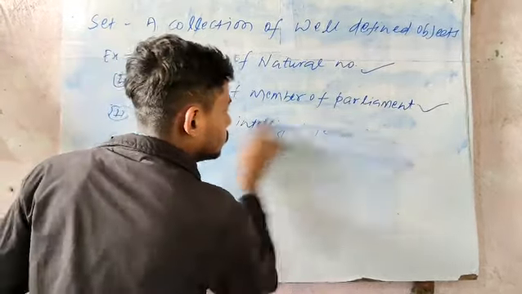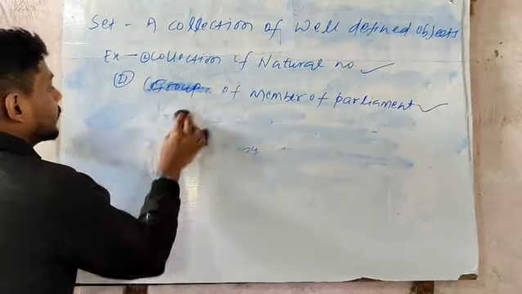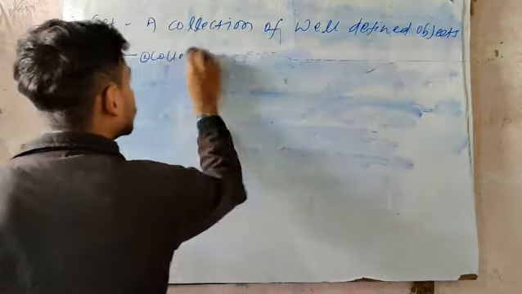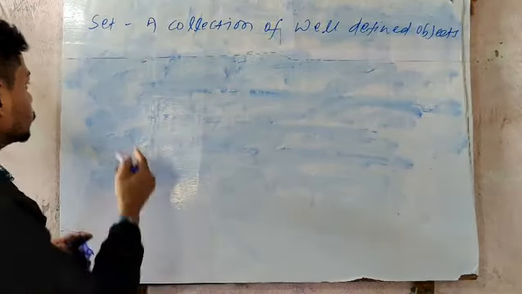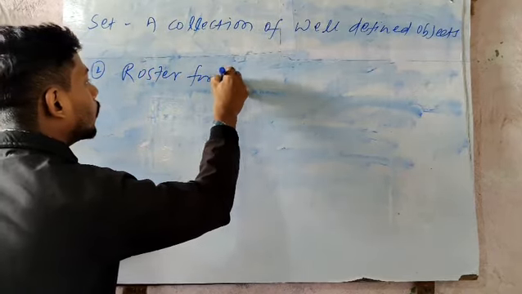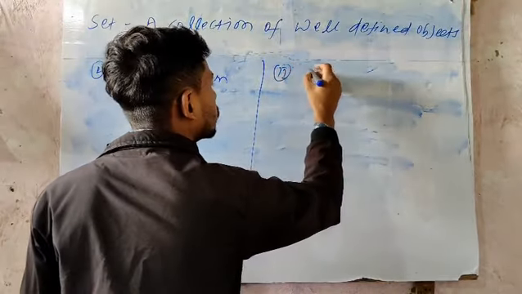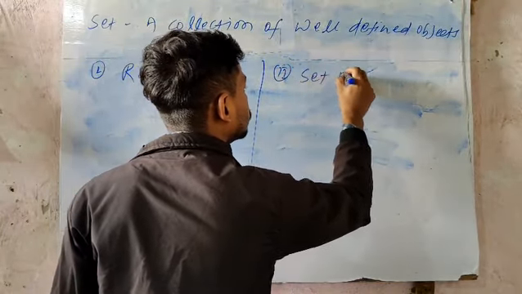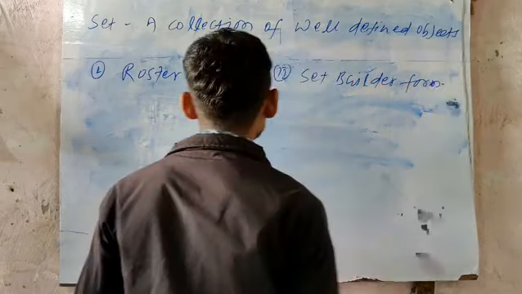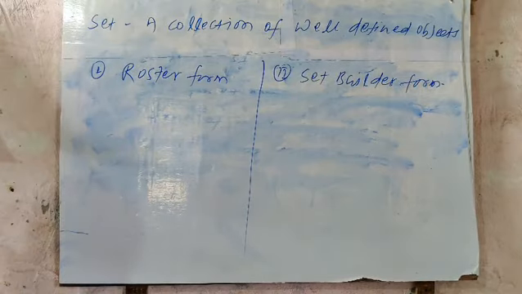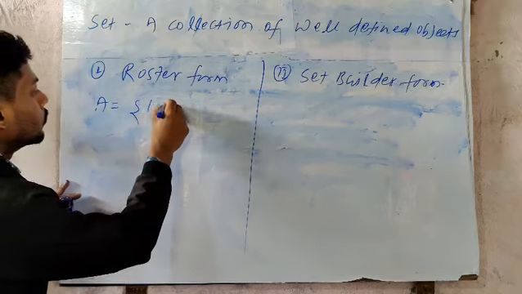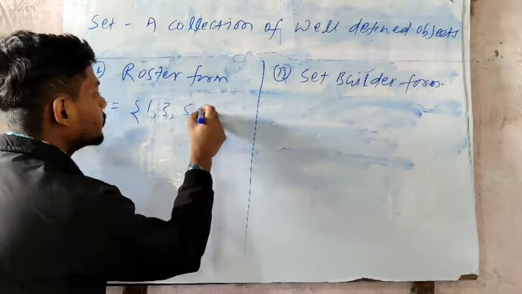There are two types of representation of a set. One is roster form and the second one is set builder form. In roster form, we can see that A is a set, the collection of 1, 3, 5, 7, 9.